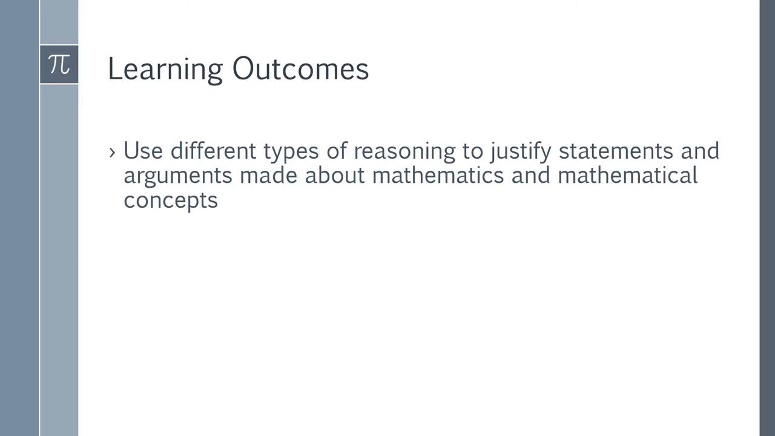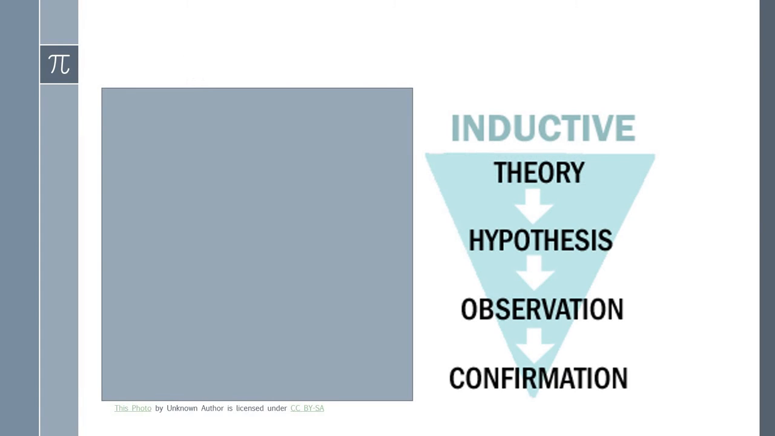So for our learning outcomes, we are going to use different types of reasoning to justify statements and arguments made about mathematics and mathematical concepts. We first define inductive reasoning. So it is actually a process that arrives at a general conclusion based on the observation of specific examples. So here we have the process of inductive reasoning.